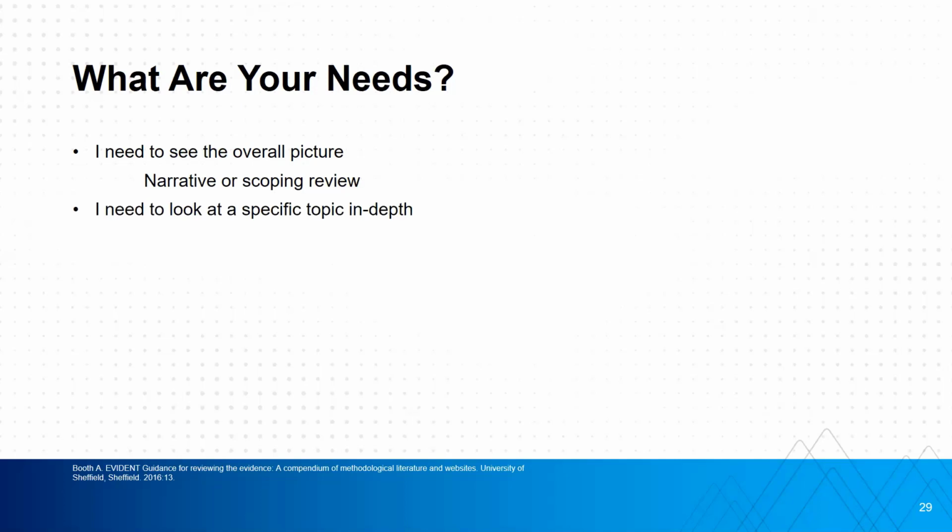If you need to look at a specific topic in depth, that could be a narrative review too. Or it can be a systematic review if you're looking at a very specific question. Narrative reviews often look at a broad overview, but they can look at a specific topic. They're just not using the methodology that a systematic review does.